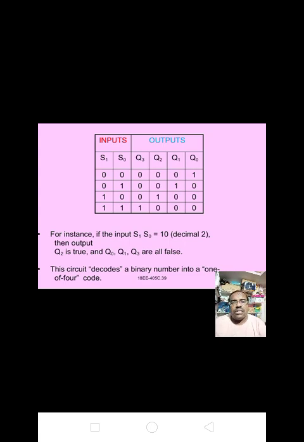Inputs S1, S0, that is 0, 0. Here we are using 2 input variables, so the combinations are 4, that is 2 power 2. 0 0, 0 1, 1 0, 1 1, and outputs Q3, Q2, Q1, Q0. For 0 0 it is Q0, for 0 1 it is Q1, for 1 0 it is Q2, and for 1 1 it is Q3.